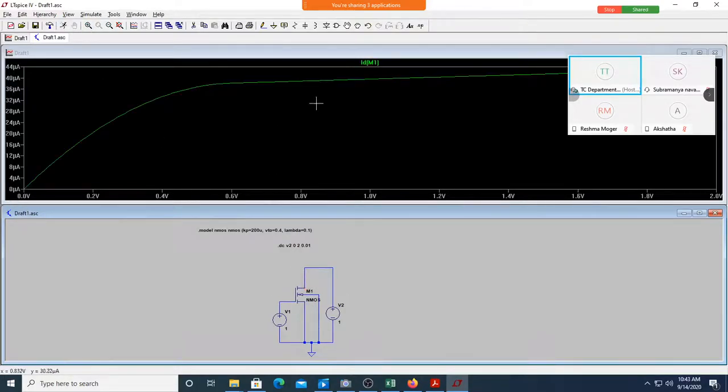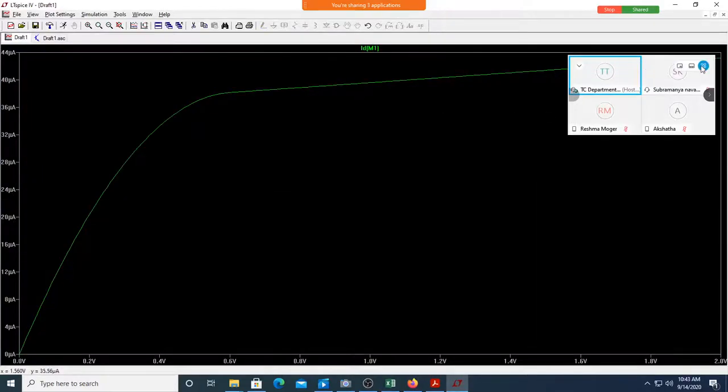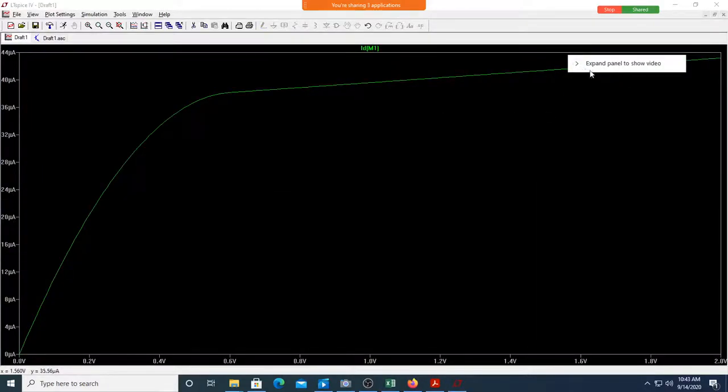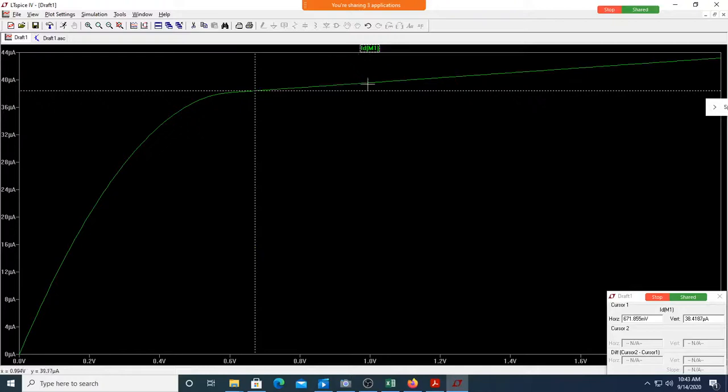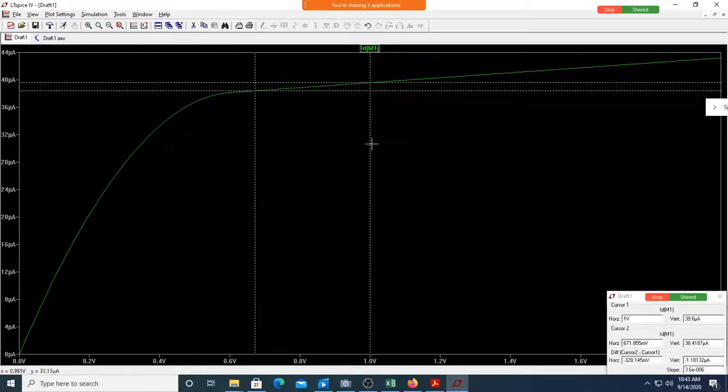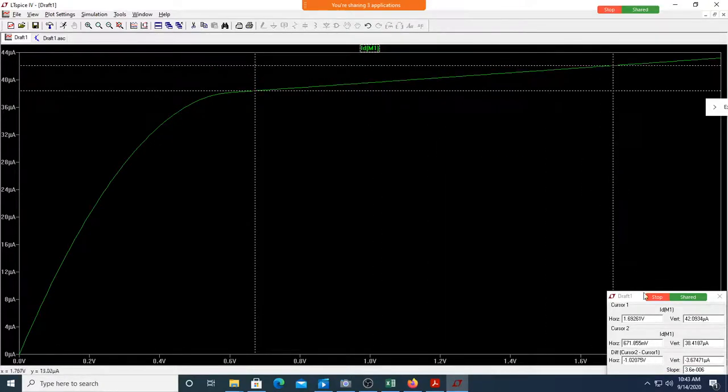See this drain current. Can you see this variation? Let me minimize this and put it here. Can you see this keeps increasing? Yes, sir, I can see now. You can put on more cursors. See here, the current is changing. Here it is 38 micro.